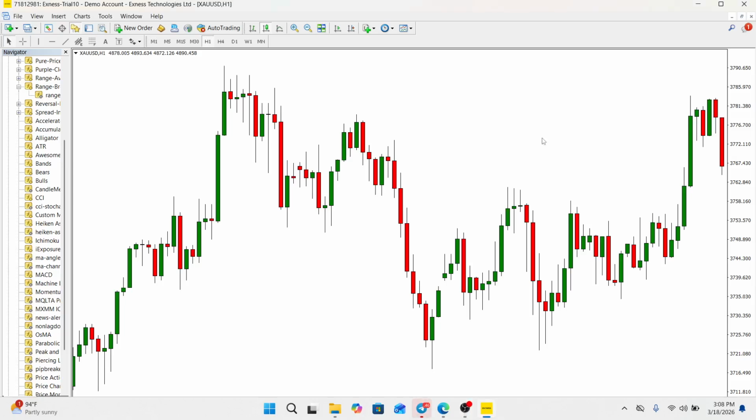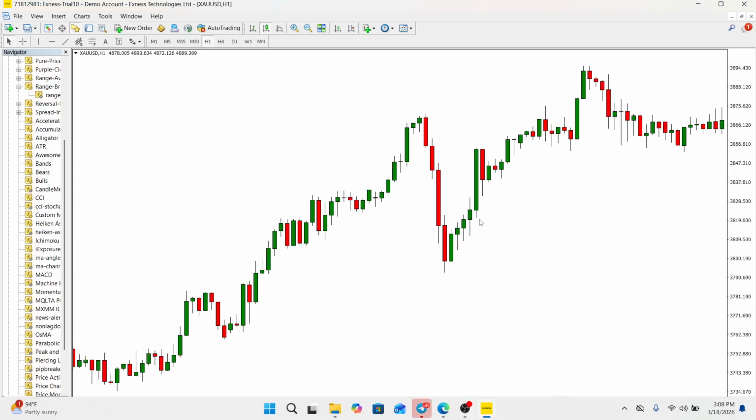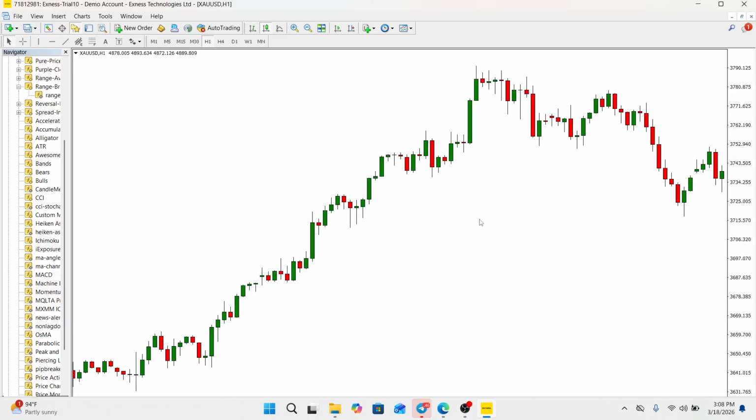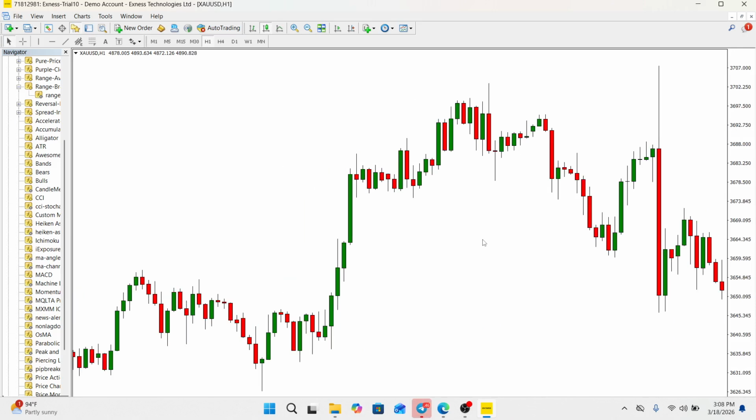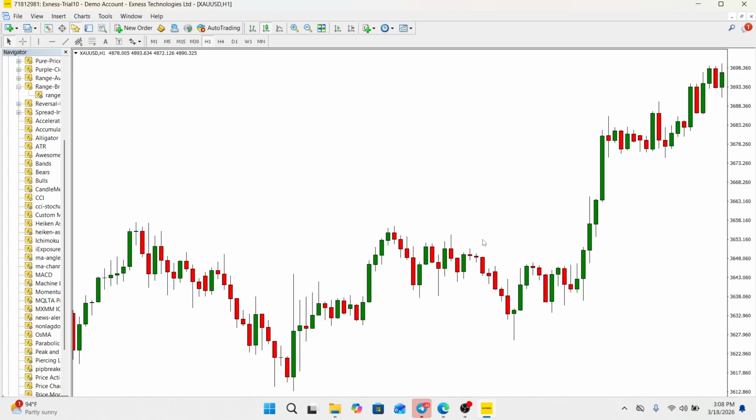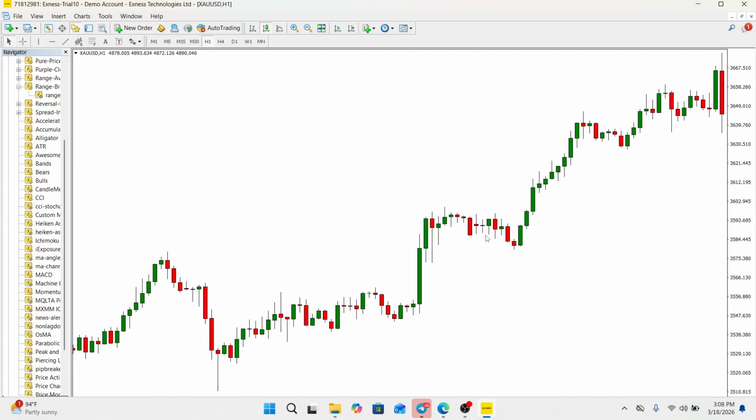Hello traders, in this video we are looking at the range breakout indicator for MT4 and MT5. This indicator is designed to mark key range highs and lows on your chart and highlight when price breaks beyond those boundaries, helping you visually track potential breakout conditions. At this point, I'll load the indicator on the chart so you can see how it looks in real time.